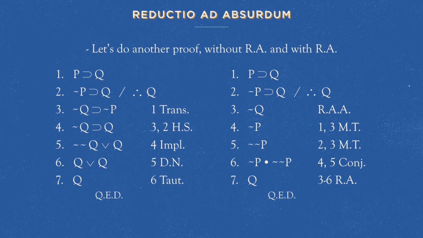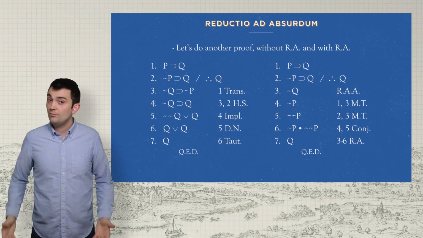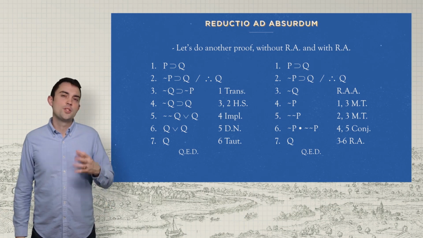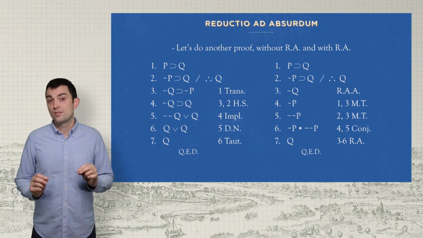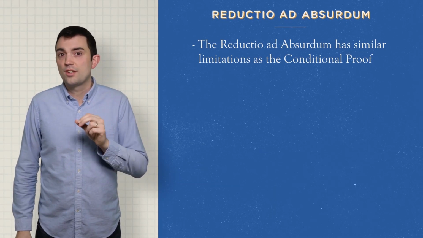Steps 3 through 6 are RAA. 3, of course, is the number of the assumption. The 6 is the number of the self-contradiction. So what's your verdict now that you've seen both? Well, I think it's clear that even though it's about the same number of steps, it's much simpler with the assumption. Now, the reductio ad absurdum assumption has some limitations, just like the conditional proof.